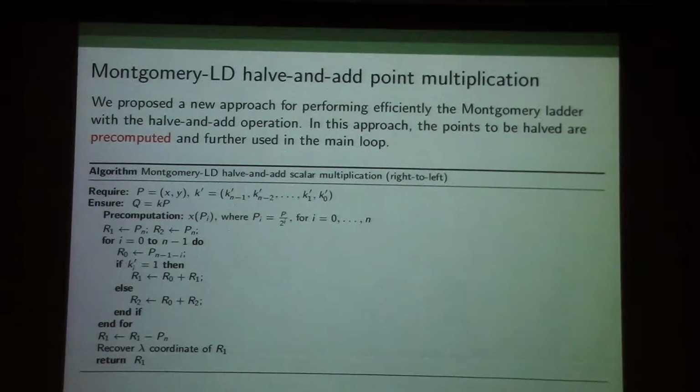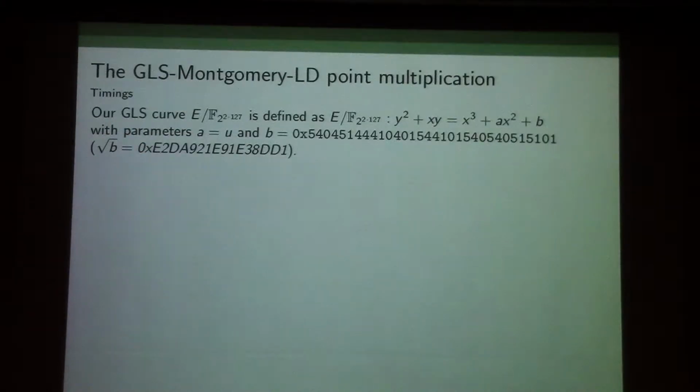So we go through this loop, and after that we recover. We just use the x-coordinate, so the pre-computation just stores the x-coordinate, and after that we recover the lambda coordinate. So we chose another GLS curve. Now we chose a different B because for Montgomery LD point doublings, we need to multiply some fields by this element, square root of B, where B is the curve parameter here. And to make it faster, we chose a B such that the square root of B is 64 bit, which is the word size of our machine. So we have very fast multiplications.